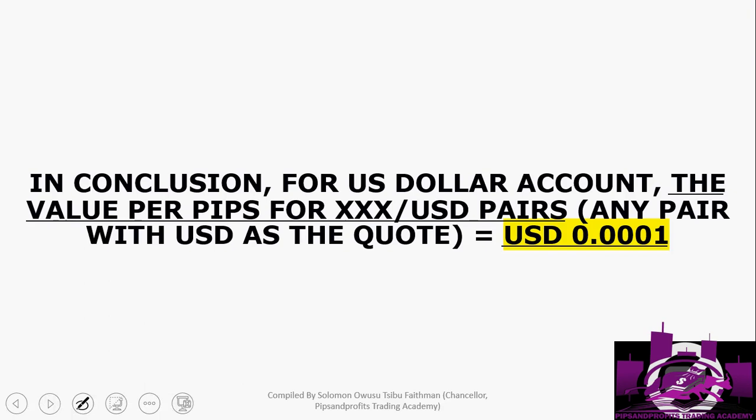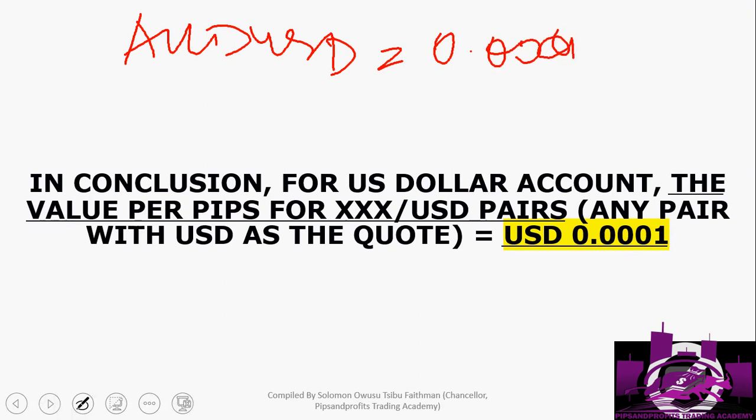Let me take it again. In conclusion, for a US dollar account, the value per pip for pairs with the direct rate, that is any currency paired with the US dollar as the code, your value per pip is 0.001. So let me try and list the examples for you. When you take AUD USD, your value per pip is going to be 0.001.